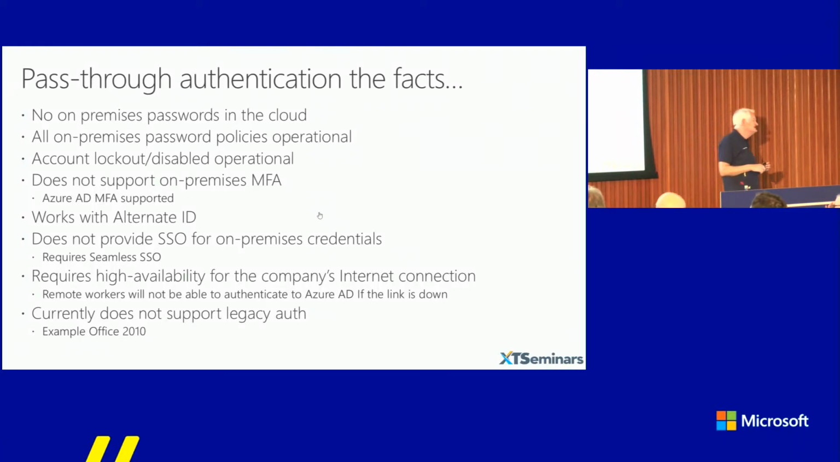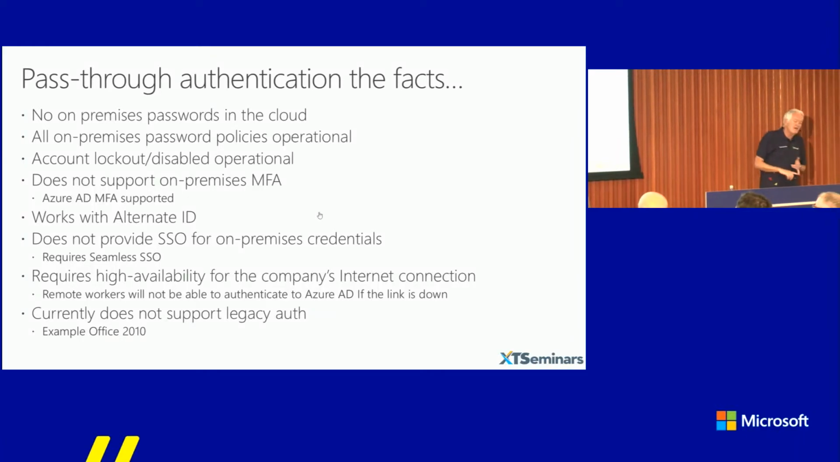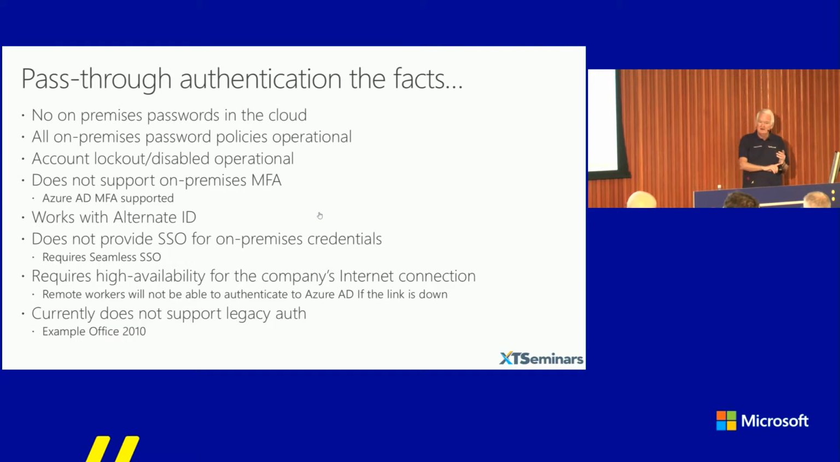So pass-through authentication, the facts. No on-premise passwords in the cloud. So if your chief security officer says, we can't have passwords, you've got a solution now. All on-premise password policies are operational. So if you have things like log-on hours, that is all in effect. Account lockout and disable immediately take effect, because why? Because we're actually authenticating against on-prem AD.